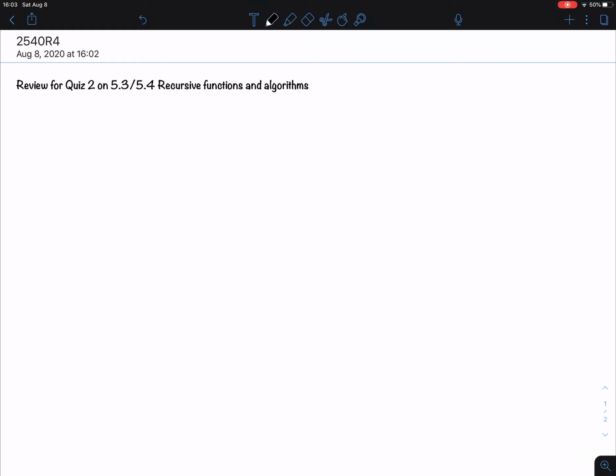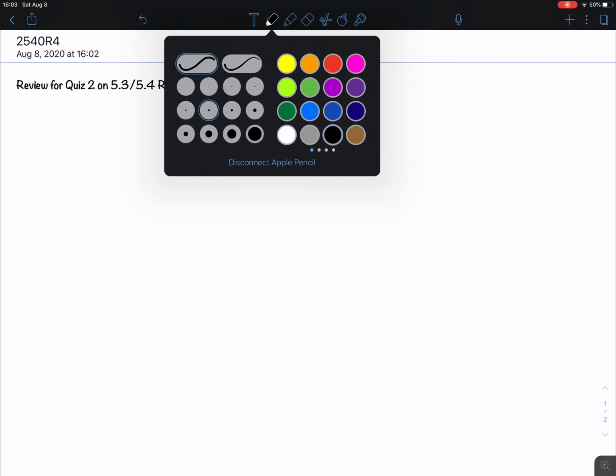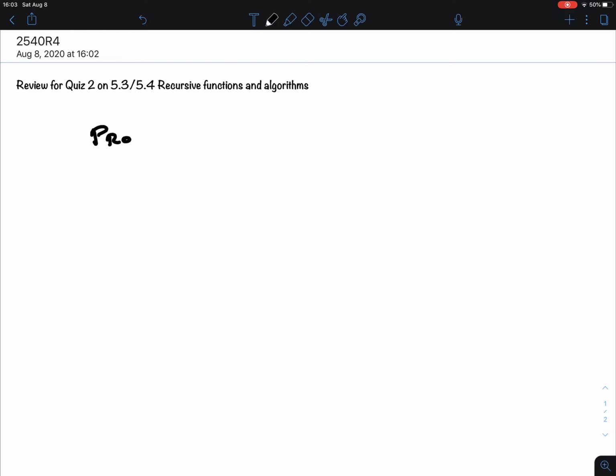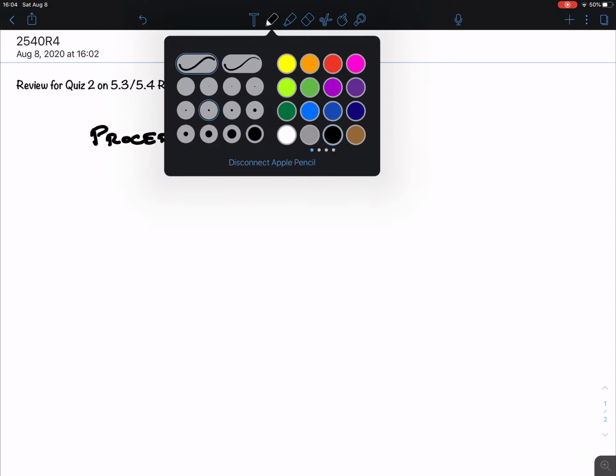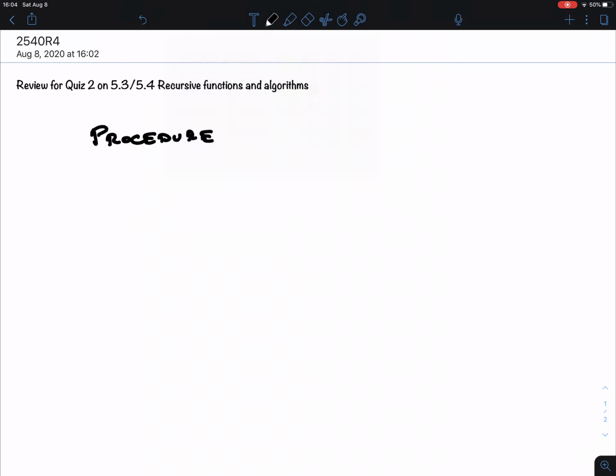So let's start with perhaps an easier case. Suppose we have the following algorithm. Again, I have to write down my algorithm. So we have a procedure, and the procedure is going to be called square. You'll see why. Square, and it's for n, where n is an integer, a natural number. Okay. And what does it do?